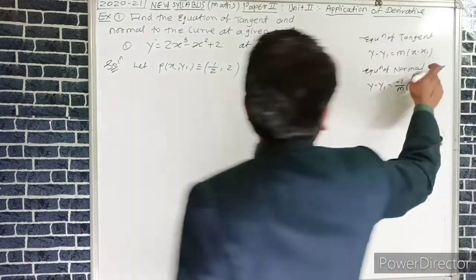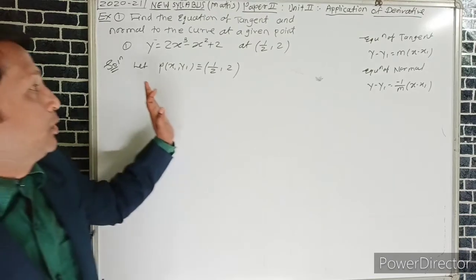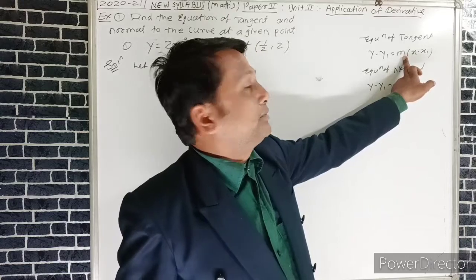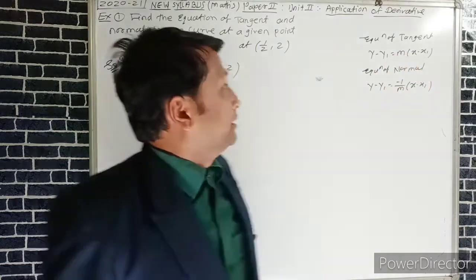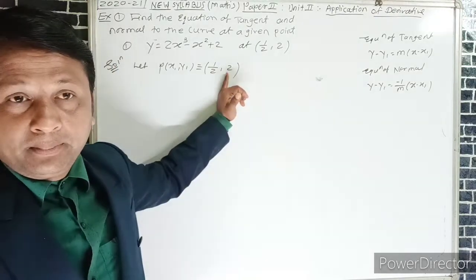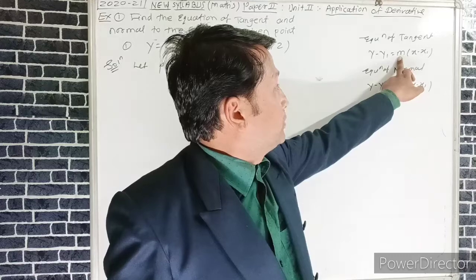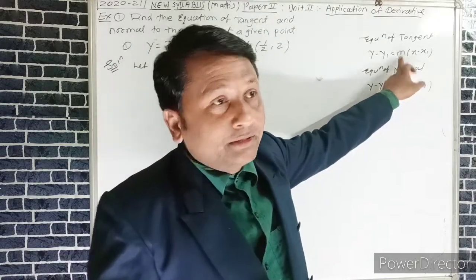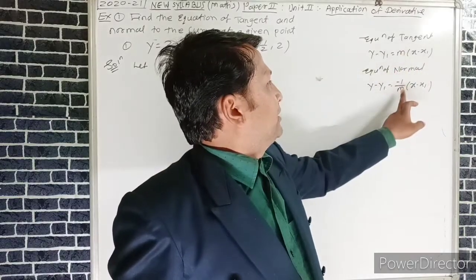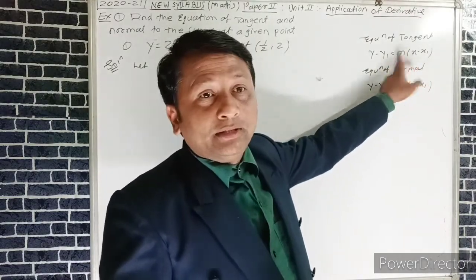If we have to find the equation of tangent and equation of normal, then we first need the value of x1, y1 and the slope of tangent. Here x1, y1 is given as 1 by 2, but first we have to find the slope of tangent. By using the slope of tangent we can find the slope of normal also. First we have to find the slope of tangent.